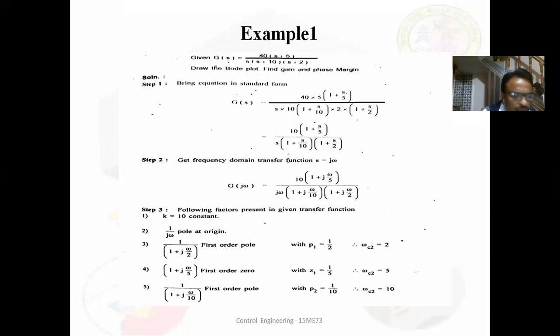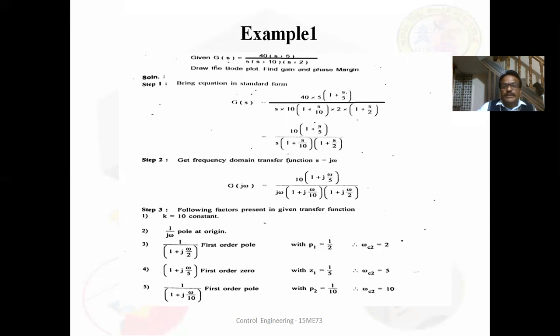Coming to a numerical example, the given transfer function is G of s equal to 40 into s by 5 divided by s into s plus 10 into s plus 2. Draw the Bode plot, find gain margin and phase margin. So you have to follow the steps.